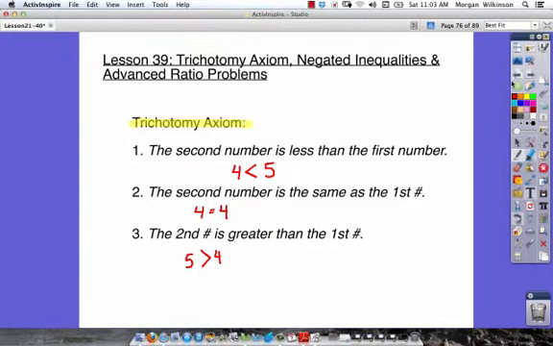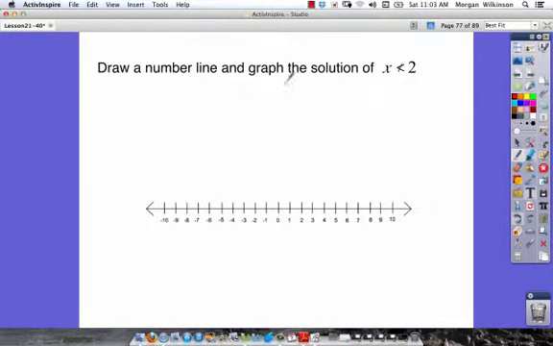Let's move on to negated inequalities. Negated inequalities just means the opposite of what we're given. So, the negative of what we see, the inverse of what we see. So draw a number line and graph the solution of x is not less than 2. Okay, if x is not less than 2, what that means is we want the opposite of that. So we want x to be greater than. If it's not less than 2, it needs to be greater than or equal to 2.